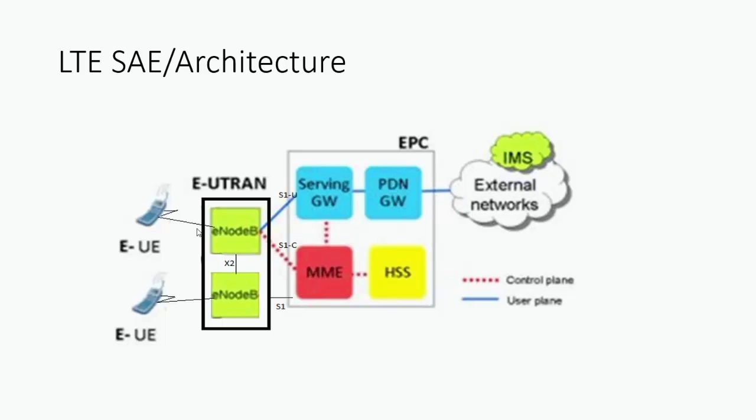eNode B is also in the 3G cellular system, but in LTE we evolved one new node. This new node is eNode B, and eNode B is smart enough to take decisions on its own, and it doesn't have to take any permission from the radio network controller. It itself serves as a radio network for its users.